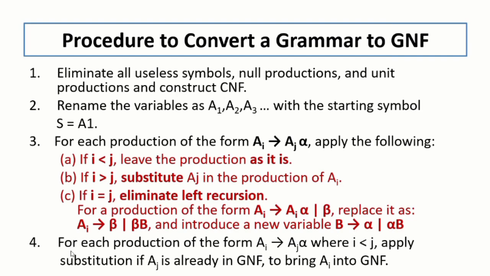In the last step, after applying the above steps, ensure that all productions start with terminals. If there are productions like A sub i tends to A sub j alpha, and A sub j is already in Greibach normal form, then substitute the Greibach normal form of A sub j into A sub i. Continue this until every production starts with a terminal followed by 0 or more non-terminal symbols.